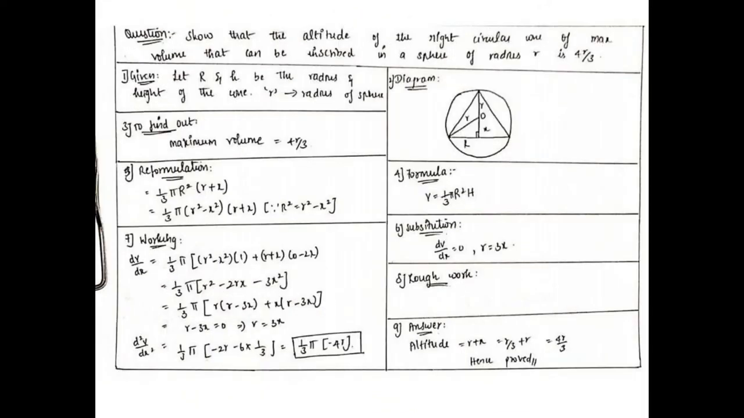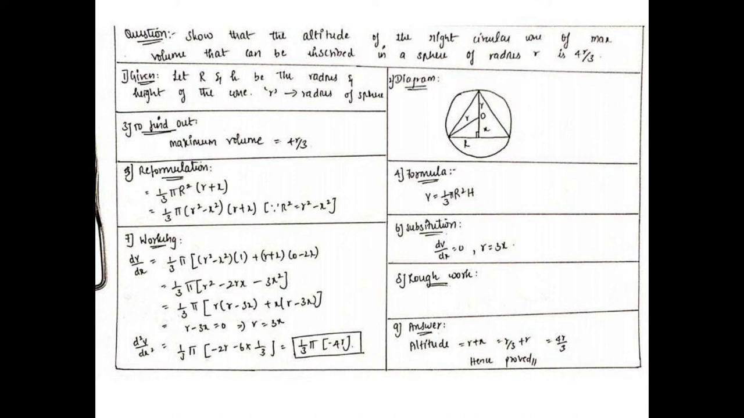Question number 4. Show that the altitude of the right circular cone of maximum volume that can be inscribed in a sphere of radius R is 4R/3. Given: let r and h be the radius and height of the cone, and R be the radius of the sphere. To find: maximum volume when altitude is equal to 4R/3. Formula: volume is equal to 1/3 πr²h.